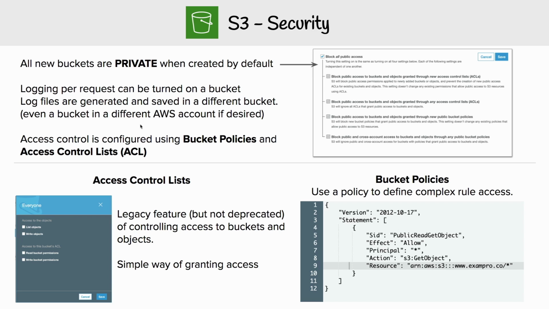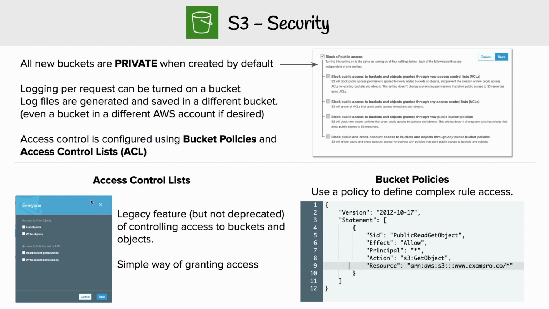Now, to control access to your objects and your buckets, you have 2 options. We have bucket policies and access control lists. Access control lists came first before bucket policies. They are a legacy feature, but they're not deprecated. So it's not a faux pas to use them, they're just simpler in action. And sometimes there are use cases where you might want to use them over bucket policies. It's just a very simple way of granting access.